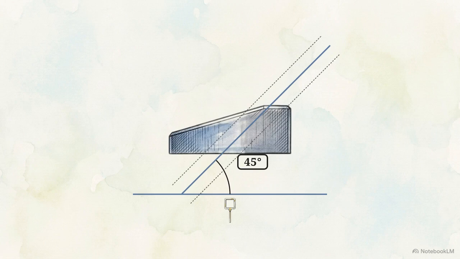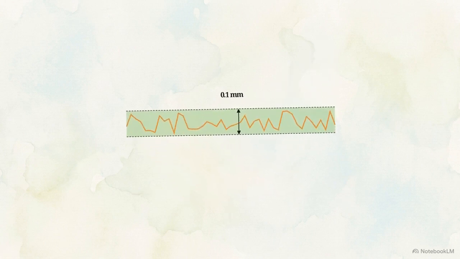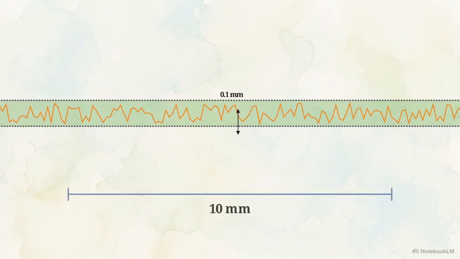This zone is formed by two perfectly parallel planes, separated by a strictly linear distance, in this case 0.1 millimeters. When the part comes off the manufacturing line, the physical surface will be irregular. To pass inspection, every peak and valley of that jagged real-world profile must fit entirely within that linear 0.1 millimeter gap. Because those boundary planes are perfectly parallel to each other, the allowed deviation never expands.